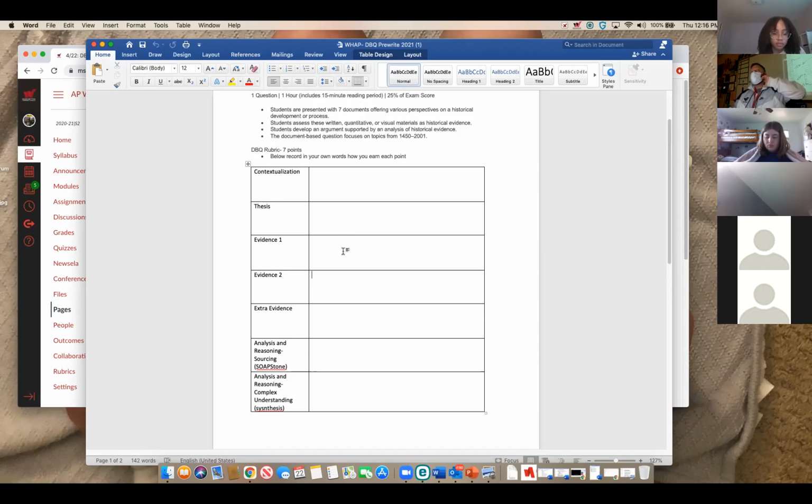No. So it should be what are the documents? Beyond the documents. So it has to be a historical fact that is not already in the documents. So this is one thing you can't already come up with when you see the prompt. You actually read the documents before you come up with this.